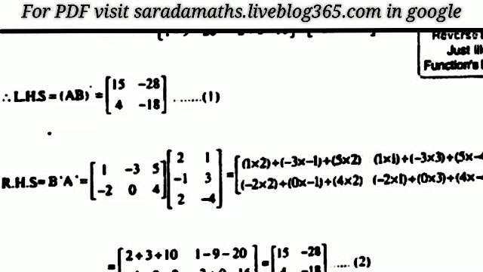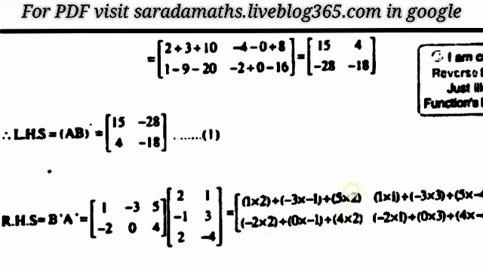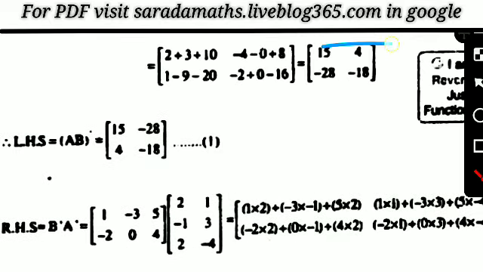Next one, if A is equal to this matrix and B is equal to this one, verify that AB whole dash is equal to B dash into A dash. First AB, multiplying the matrices A and B. Then what is AB whole dash? Whole dash means finding the transpose. What is the transpose? Taking the first row as the first column and the second row as the second column. Okay, this is AB whole dash.